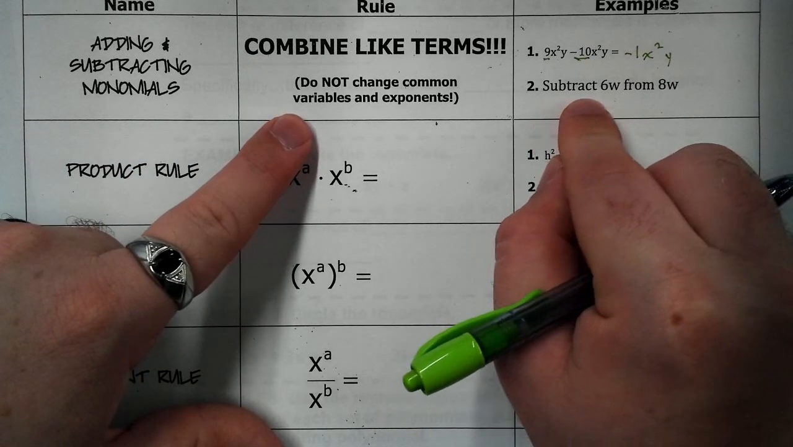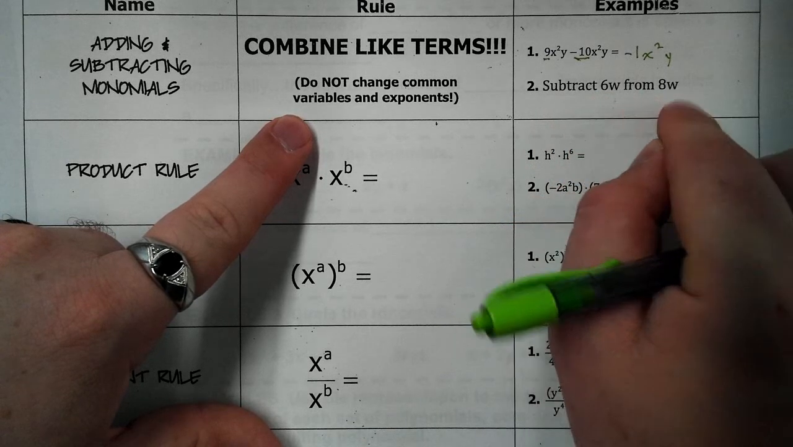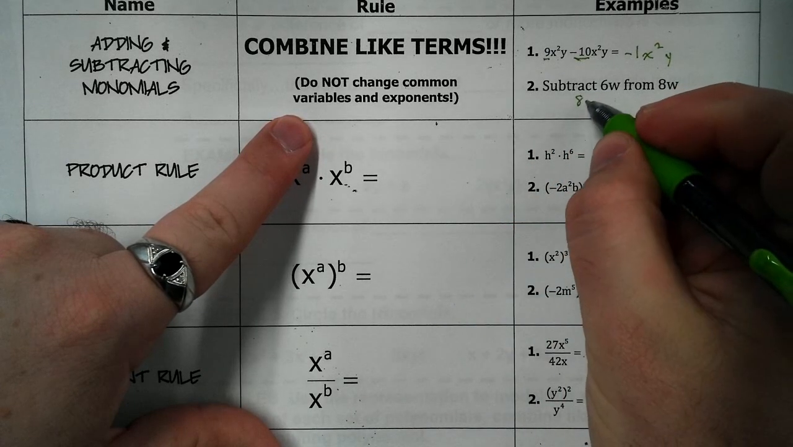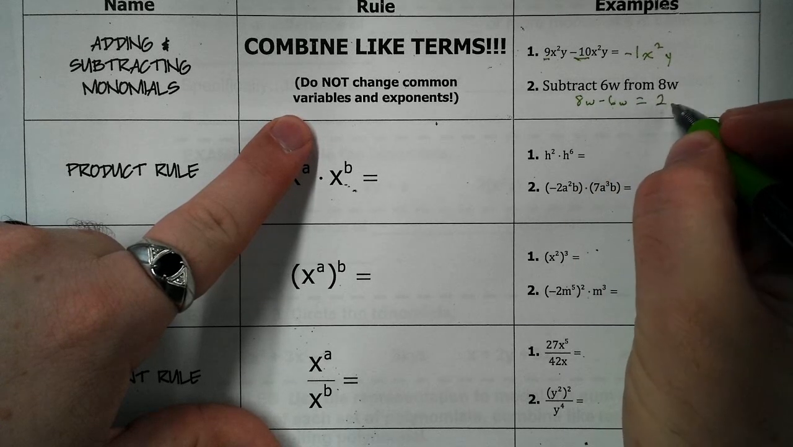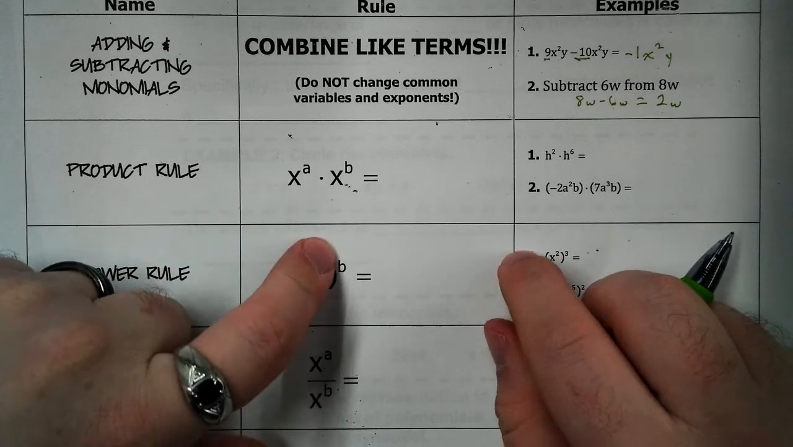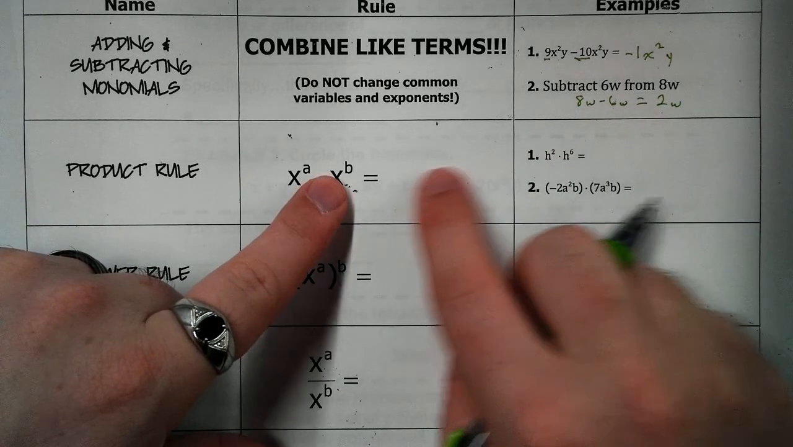Number two says subtract 6w from 8w. So that means 8w minus 6w. Sometimes it just helps to rewrite it. And 8 minus 6 gives us 2. So there's 2w left. That is adding and subtracting.